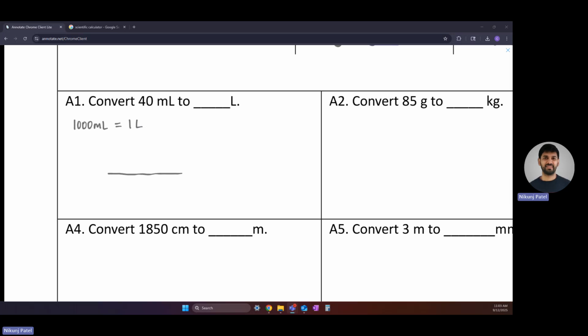And we set up our chart by creating a horizontal line and then a vertical one. In some examples, we might build more vertical lines, creating more columns as we go across. So it really depends on the question, but we always start with this. And the first box is always going to have what the question gave us, 40 milliliters. That's what we want to convert.